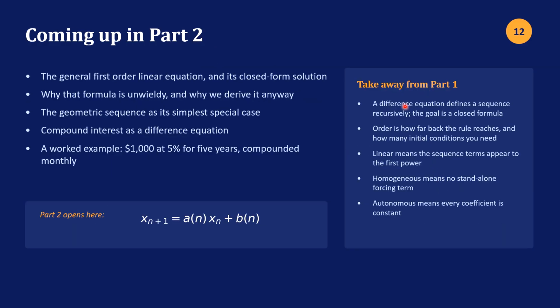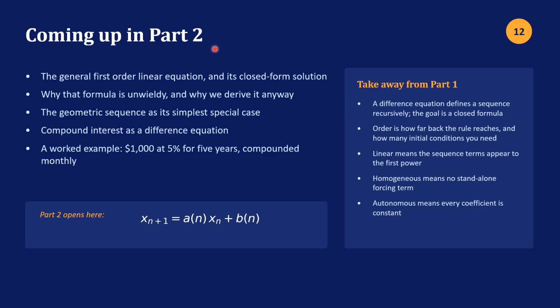Some takeaways from lesson 1. A difference equation defines a sequence recursively. The goal is to get a closed form so we can just read off, say, the 100th term without having to compute all the terms in between. And we'll get to that in future lessons. Order is how far back the rule reaches and how many initial conditions you need. Linear means the sequence terms appear to the first power. Homogeneous means no standalone forcing term. Autonomous means every coefficient is a constant.